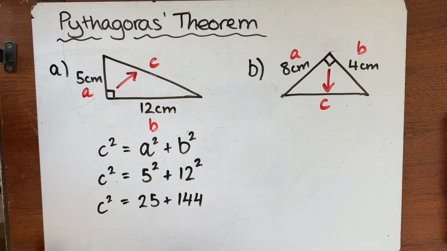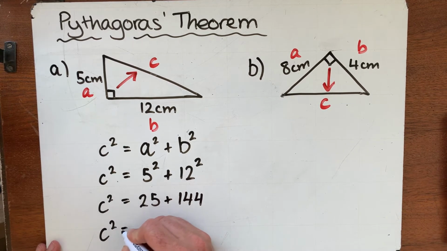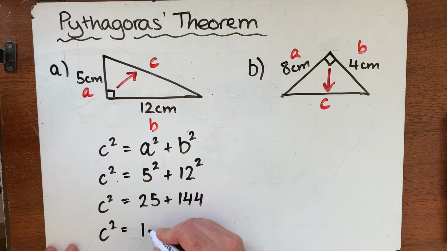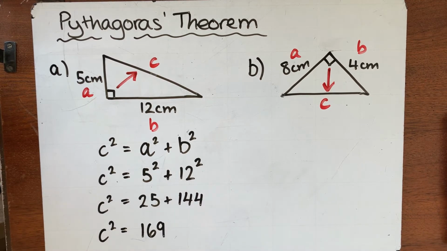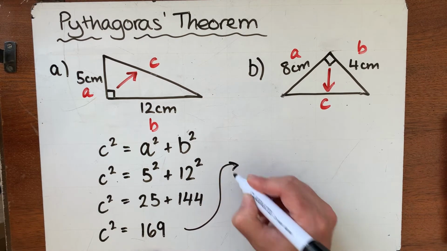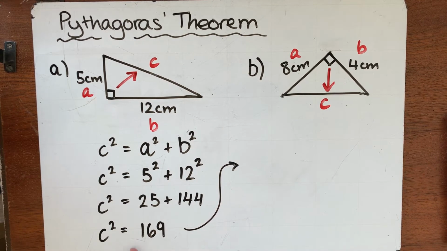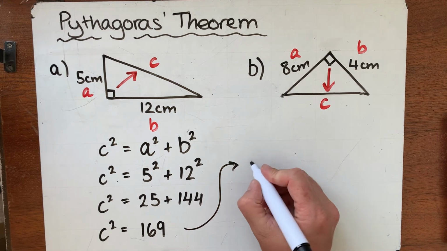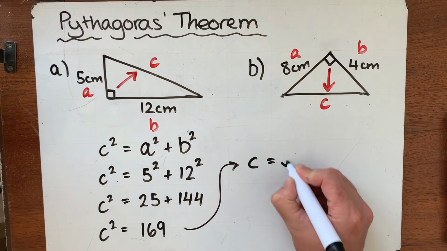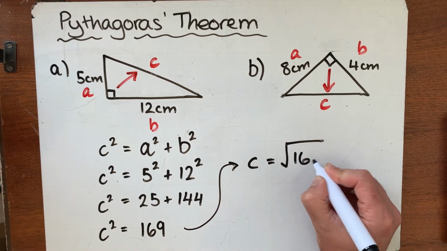Okay, we're nearly there with this. We are then going to add these two values together, so we get 169, and we've got 2 steps left to go. I'm out of space, so I'm just going to come over here to finish this one off. c squared is equal to 169. We don't want c squared, we just want c, and c is equal to the square root of 169.